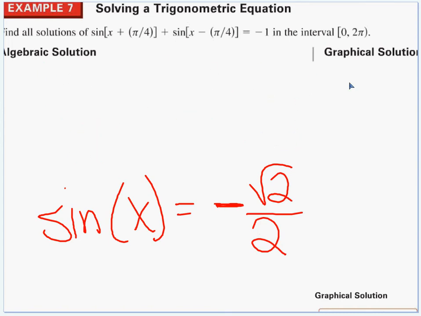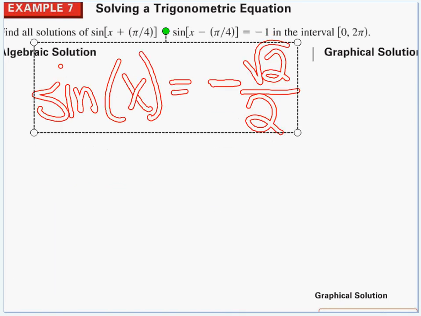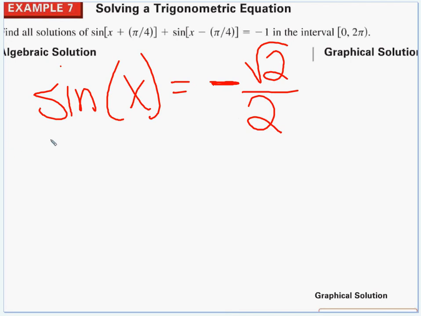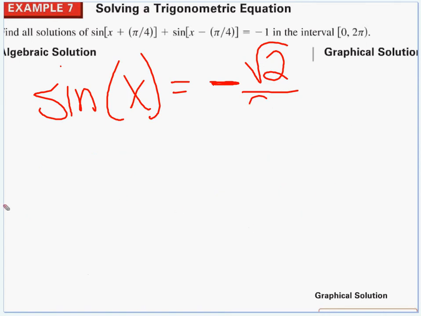Wow, all that work. And we are finally on the unit circle. So remember, sine values are y values. Where on the unit circle are sine values equal to negative root 2 over 2? Well, that happens at x equals 5/4 pi, and also x equals 7/4 pi. That was a lot of work, but the answers are beautiful. They are well worth it.